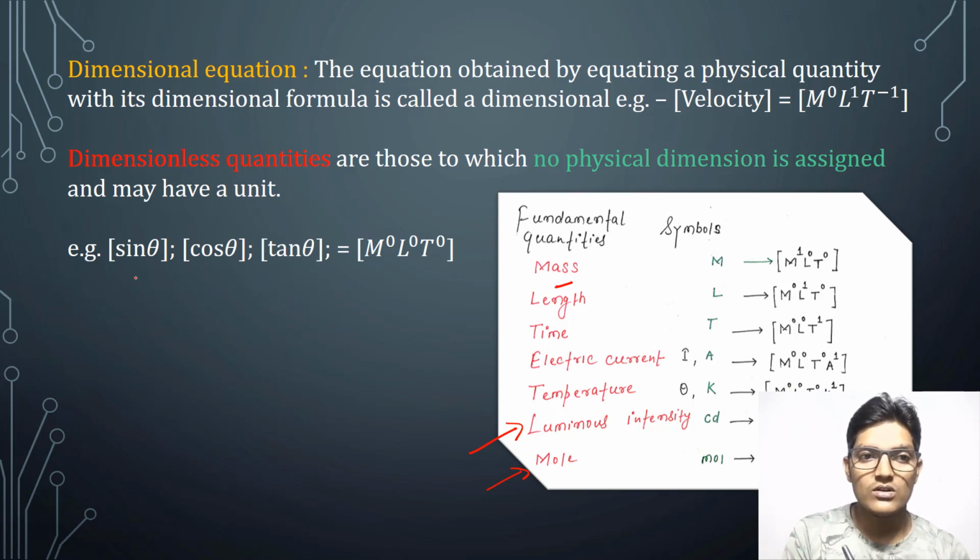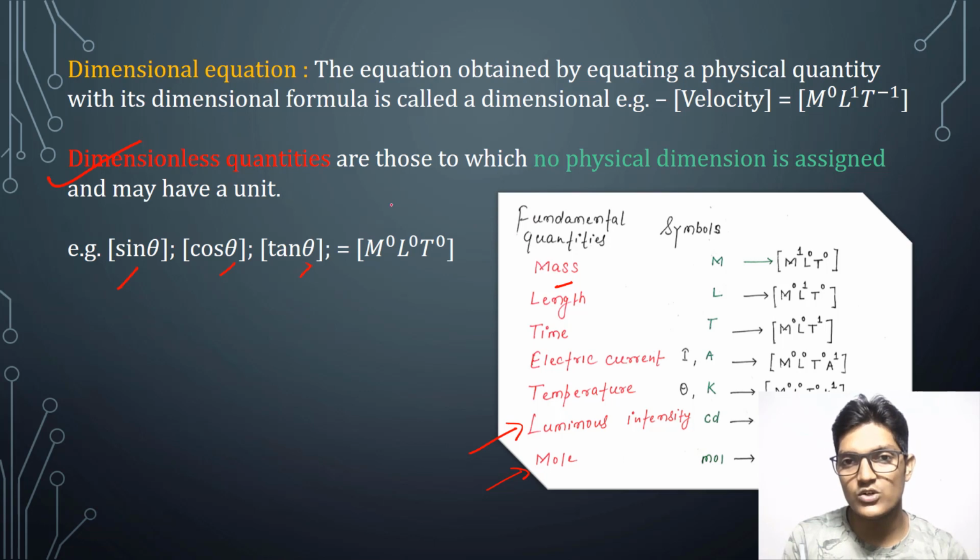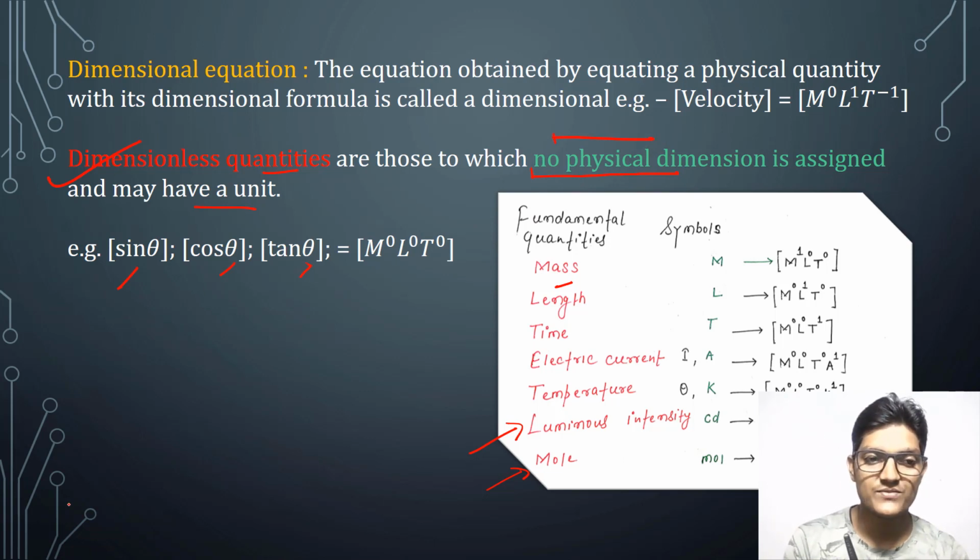Now sine theta, cos theta, tan theta, and other angles are dimensionless quantities. They don't have any dimensions. Dimensionless quantities are those to which no physical dimensions are assigned, and they may have a unit. They may have a unit, but no physical dimensions are assigned to them. Okay everyone, all that comes under dimensionless quantities.